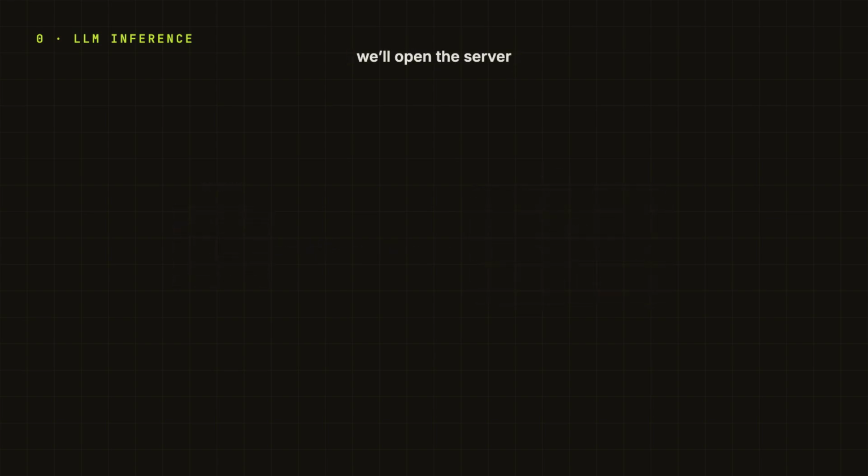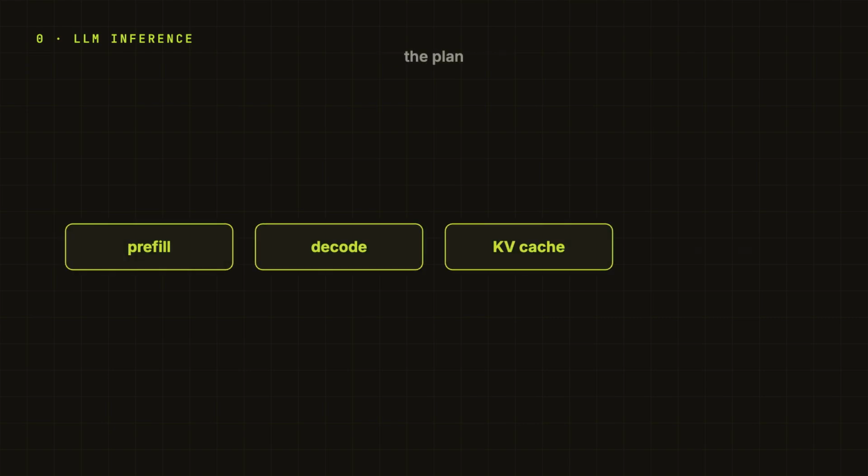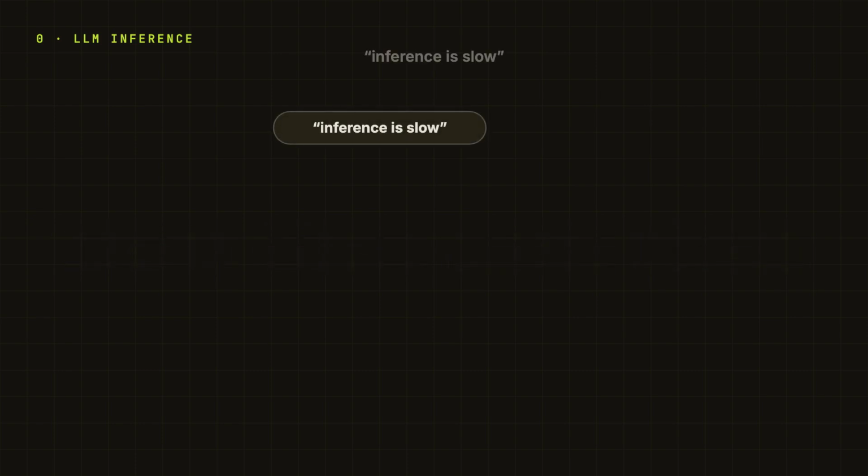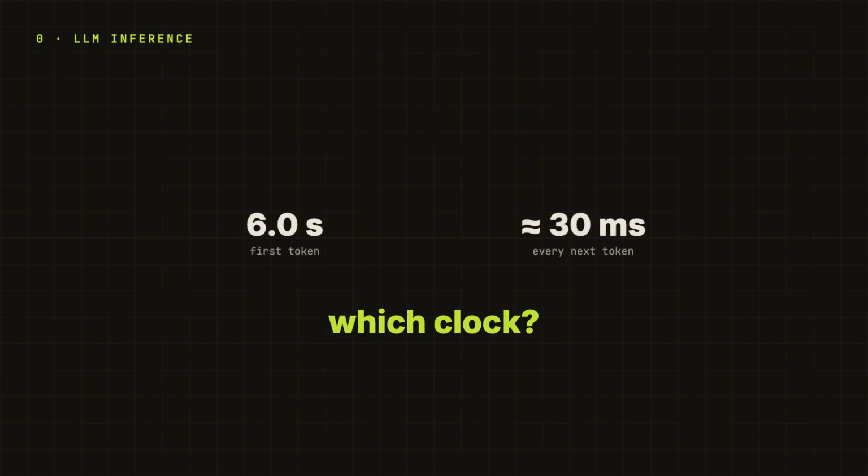So in this video, we are going to open up that server and actually watch what happens to a prompt after it arrives. Prefill, decode, the KV cache, batching, all of it. And by the end, when someone says inference is slow, you will know that question is too vague and you will know exactly which clock to look at.